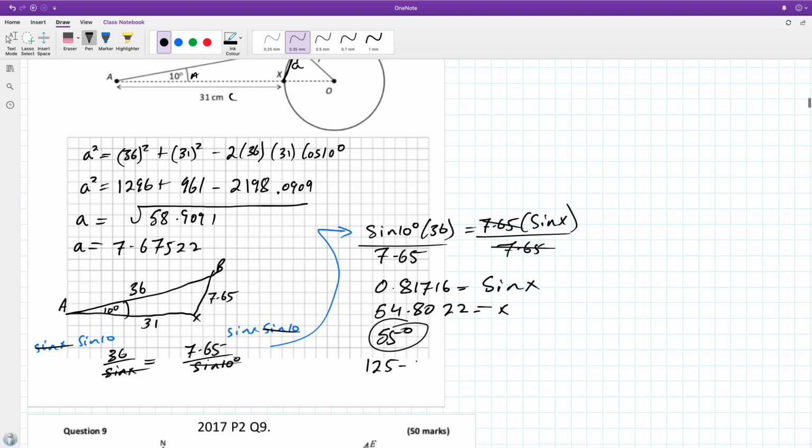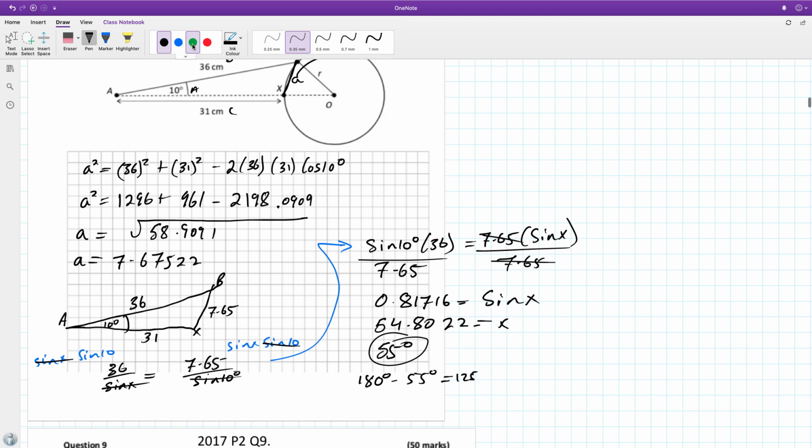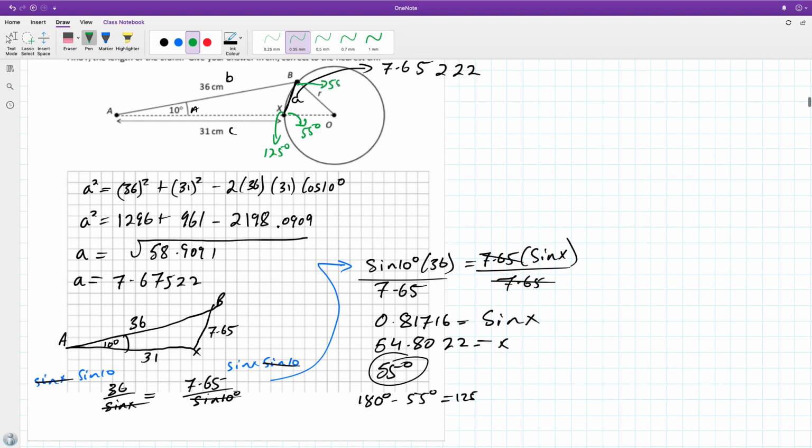Yeah, 180 minus 55 degrees, which is 125. So that means there is 125 degrees, and there's 55 degrees, and that up there is 55 degrees as well. And what's this over here? 55 and 55 is 110, and? Yeah, 70 degrees.